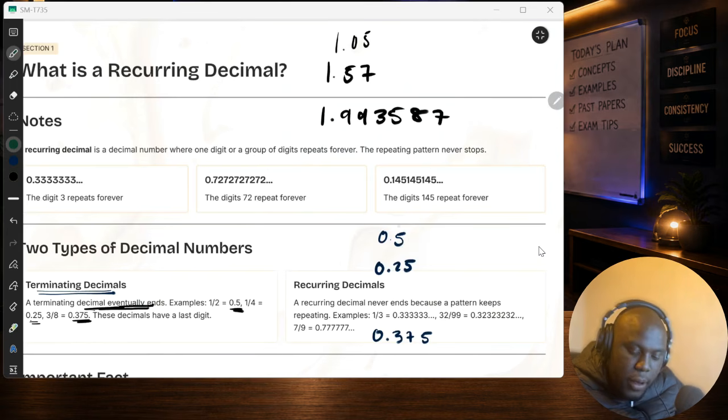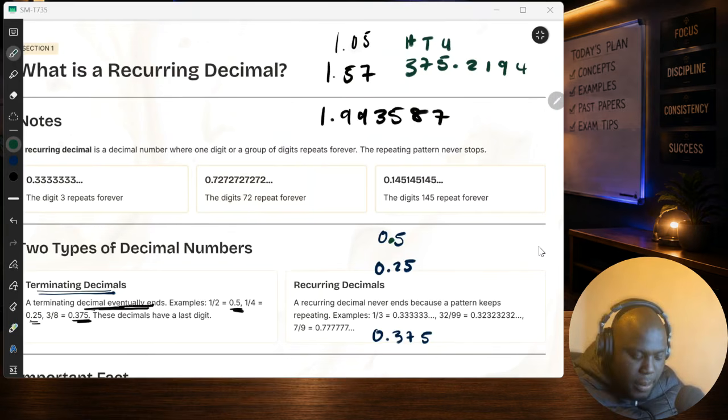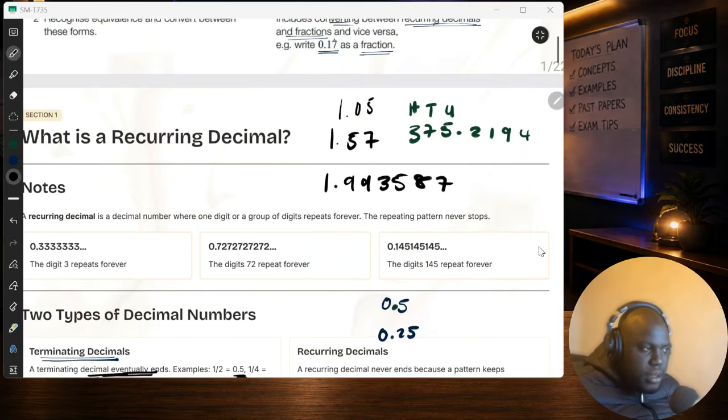A place value, this here is, we know that if I put 375.219, this becomes hundreds, tens, units. Well, I'm not interested in these ones because they come before the comma. I look at the place values after the comma. Those are the ones I want.